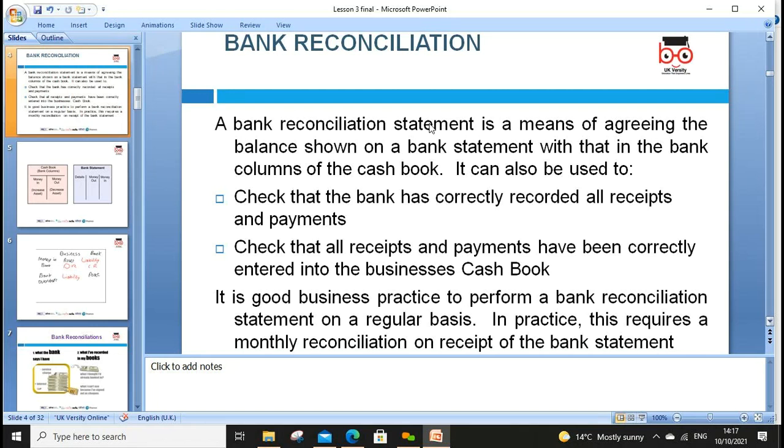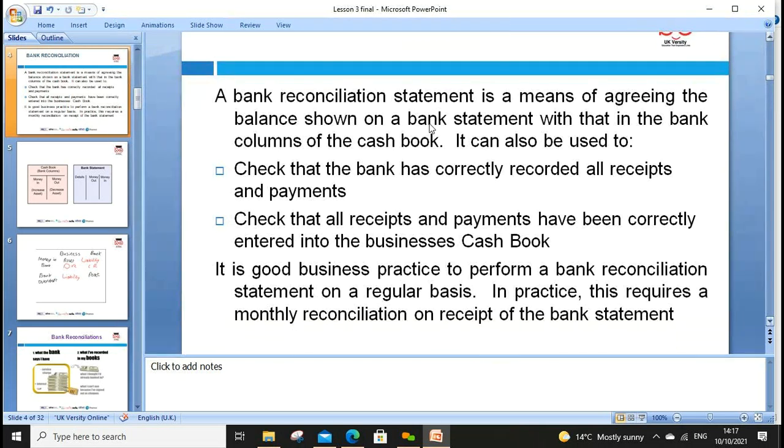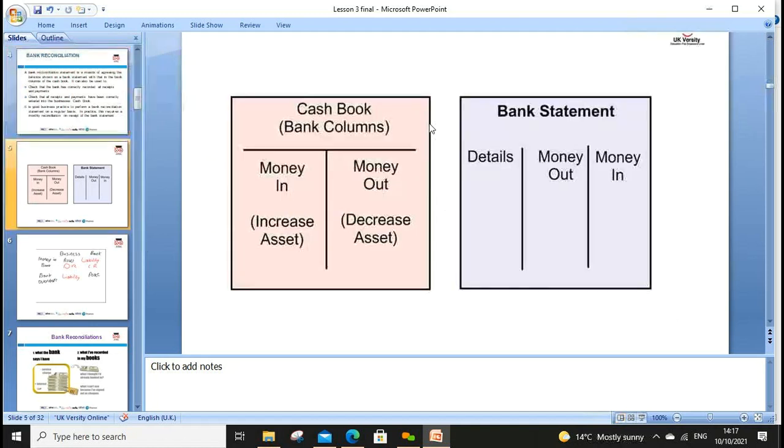It can be used to check the bank has correctly recorded all the receipts and payments, and to check all the receipts and payments have been correctly entered in the cash book. It is good practice to perform the reconciliation statement on a regular basis, so the differences can be adjusted. In practice, monthly reconciliation is required on receipt of the bank statement.